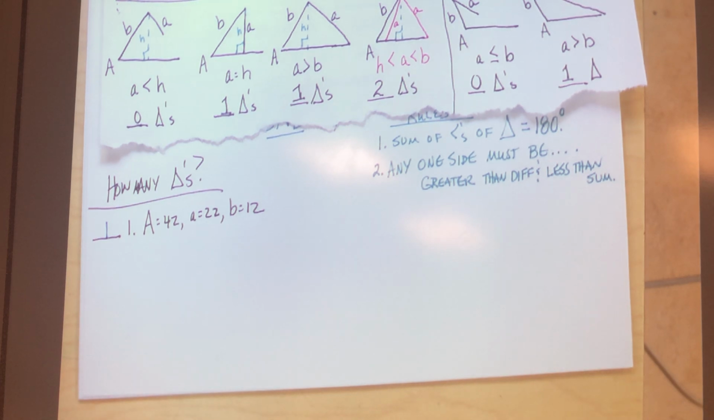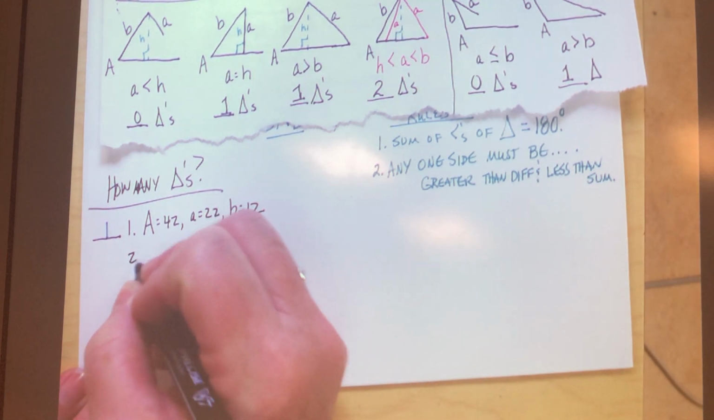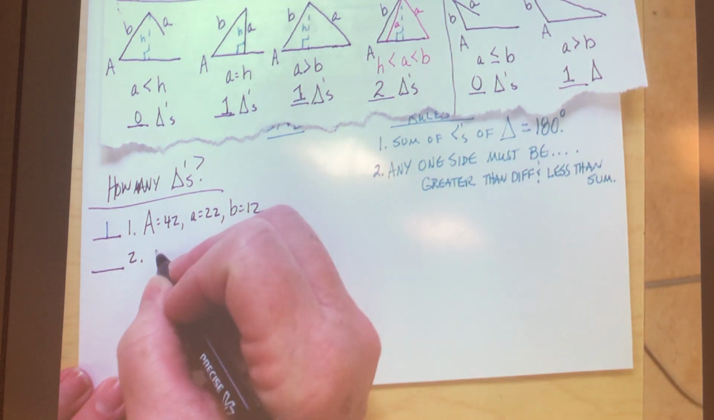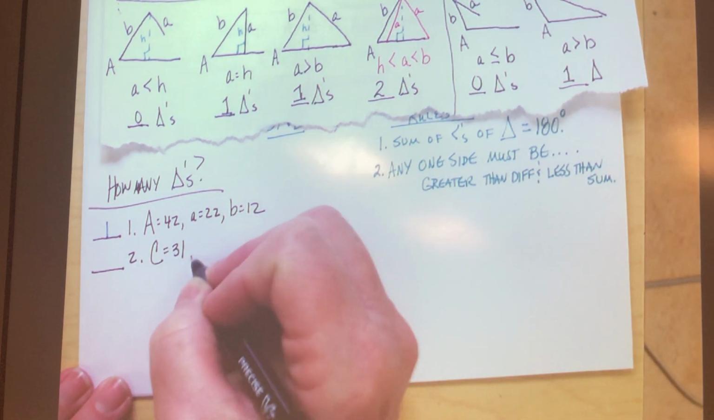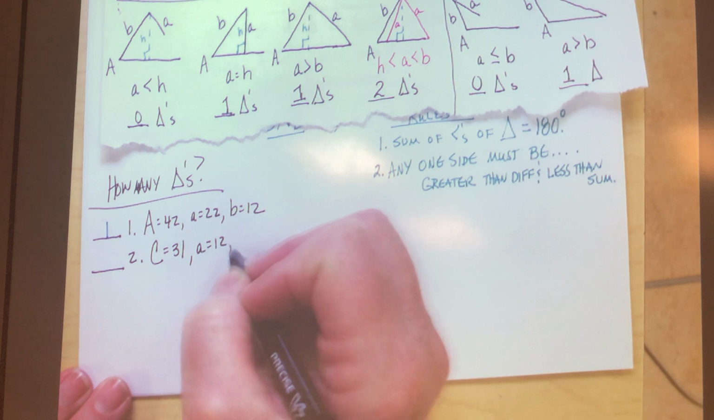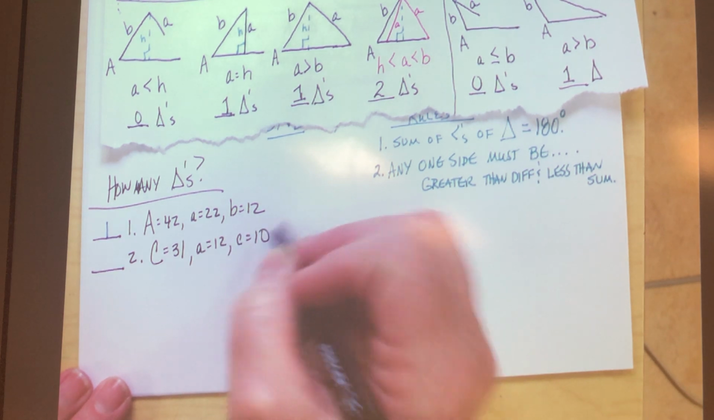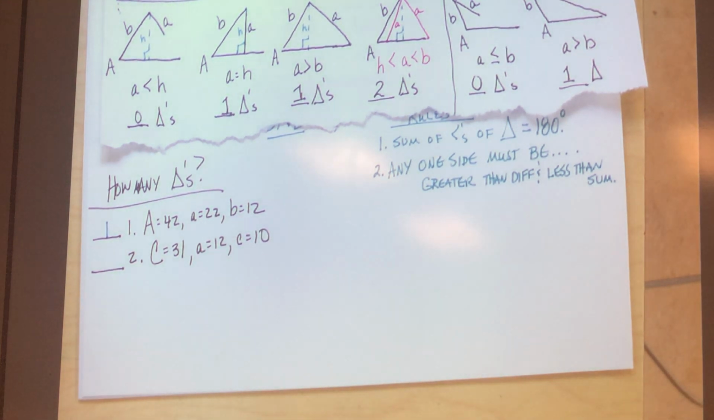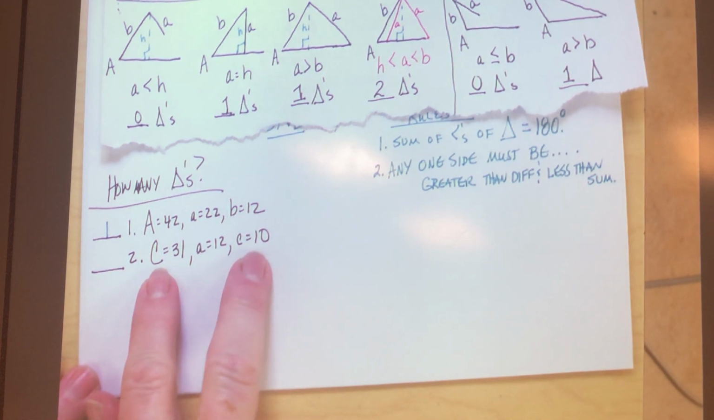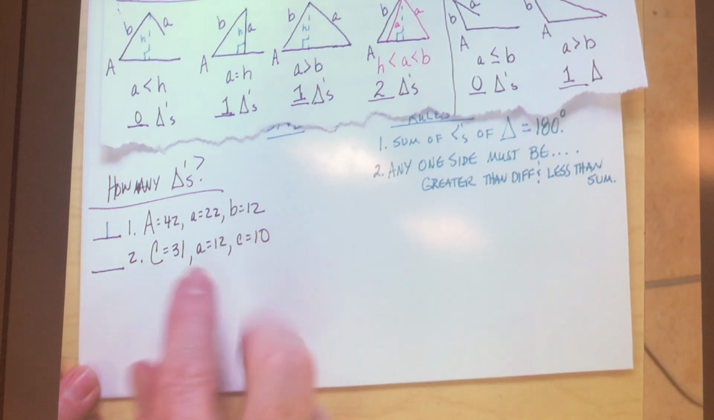All right, here we go, we're moving on. Number 2, big C is 31, little a is 12, and little c is 10. All right, here's my question. Is it ambiguous? Yes. How do you know it's ambiguous? It's got an angle and a side, and another side. It's got a pair and another side.